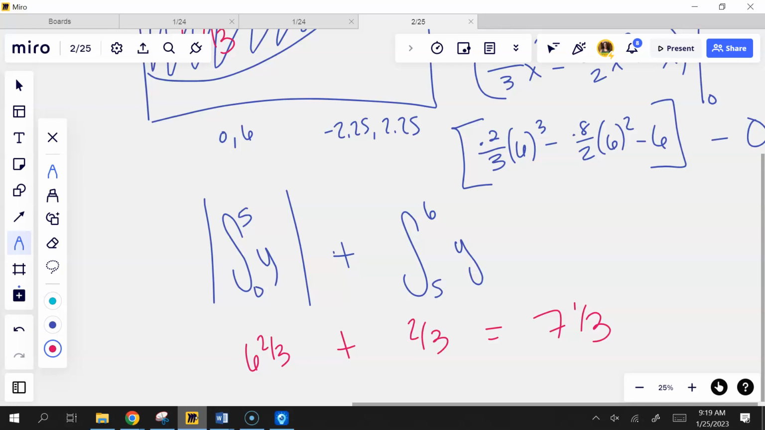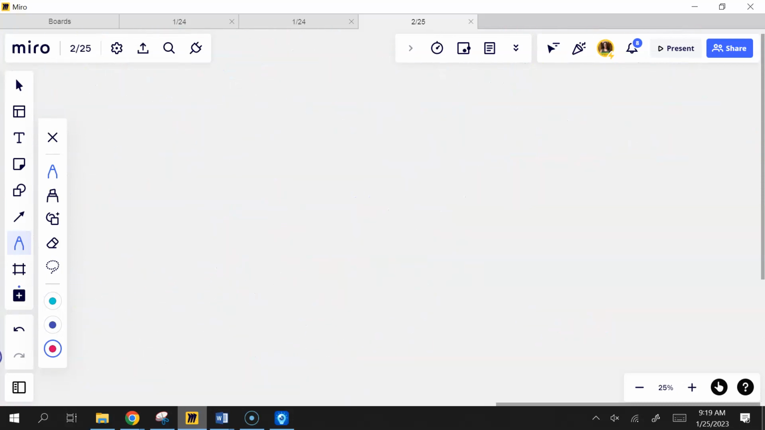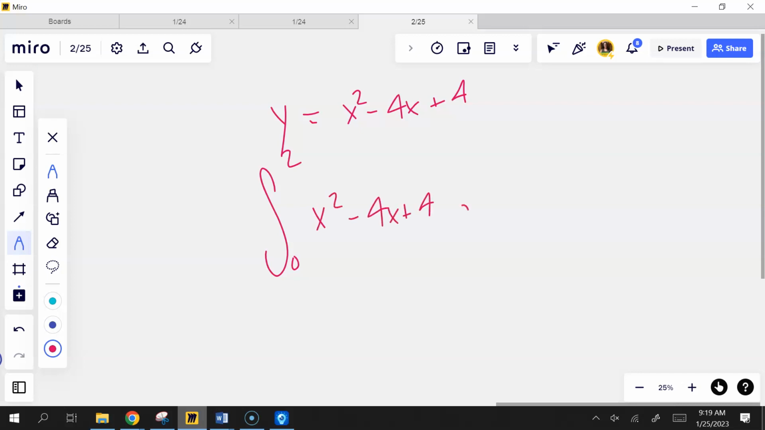I feel like most of you got number 3, but most of you got number 3 because you used the trap rule program on your calculator. So again, for number 3, I utilized my calculator. In y1, I put x squared minus 4x plus 4. It asked me to do the integral from 0 to 2 of that function, trap rule with n equals 4.